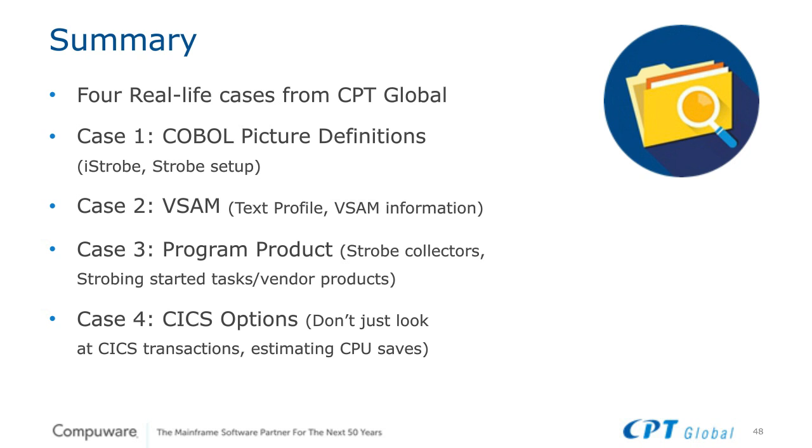The second one showed the Strobe VSAM information and using that to save CPU, and introduced the data collectors and also the text profile reports that Spencer doesn't like. The third one said, don't just look at your own code, go out and start strobing program products and find out what's happening under the covers. We also looked at strobing a started task and a bit more about the Strobe collectors. And the last one was CICS. We talked about not just strobing CICS and looking at your transactions, but looking at CICS itself and what it's doing on the system side, which can give you ideas, maybe some parameters or options that can change, or other areas from there.